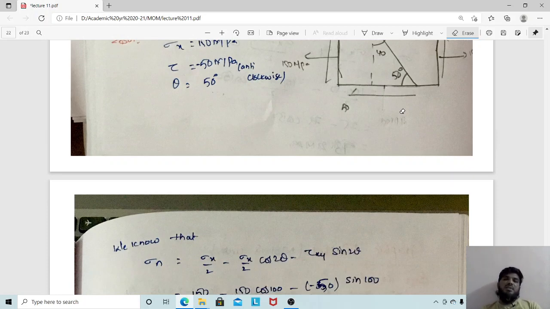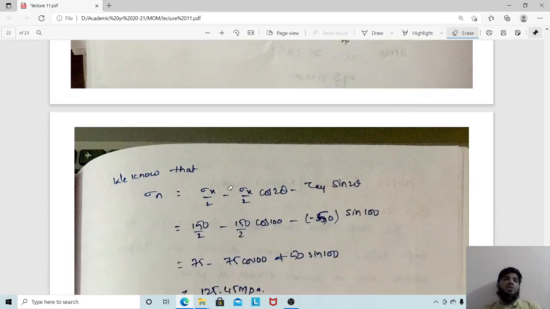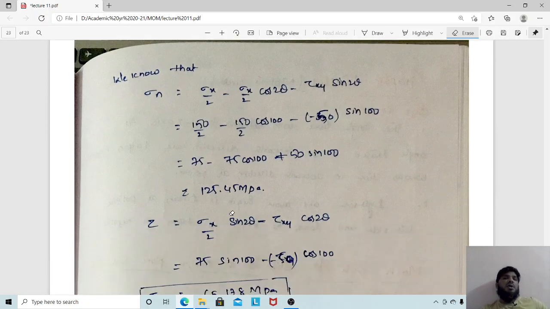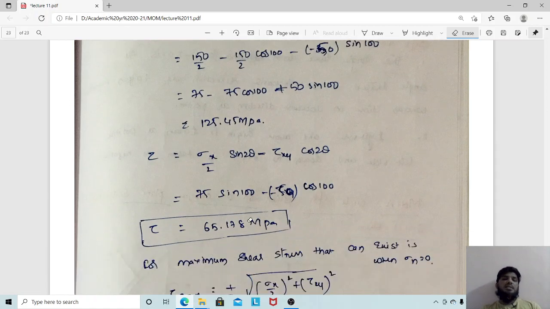Now what is the formula for sigma n? Sigma n is sigma x by 2 plus sigma x by 2 cos 2 theta minus tau xy sin 2 theta. This is the formula. So once you write this, you know the value of sigma x, 150 by 2 plus 150 by 2 cos 100 minus of minus 50 sin 100. So you will get the value of sigma n. Similarly, what is the formula for tau? It is sigma x by 2 sin 2 theta plus tau xy cos 2 theta. Okay, so this is sin, this is cos. So you will write this tau value. We will get the answer as 65.5.